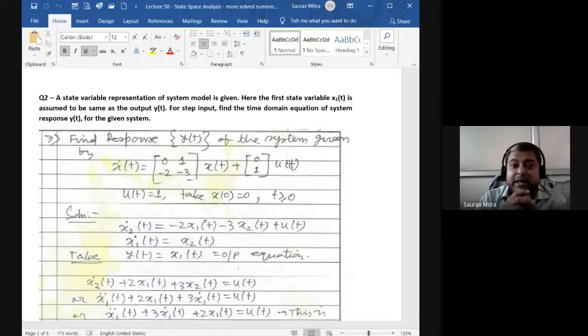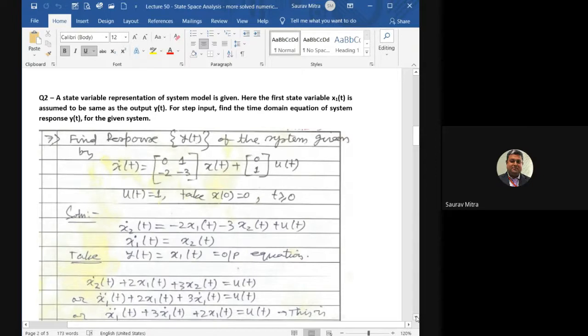Now this is the numerical. So what is the question? For the step input, that's why it is given as ut is equal to 1. Whenever you are finding the response of the system, you should know the type of the input. So for step input, find the time domain equation of the system response yt. That means what is asked is, they have given me the ABCD matrix, and I'm explaining what you have to do.